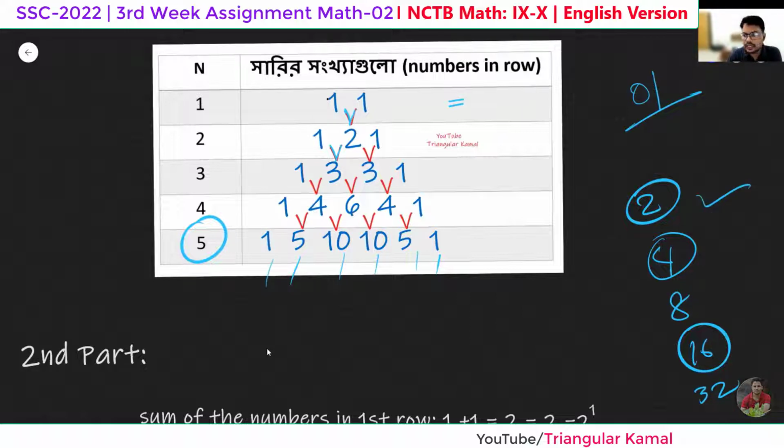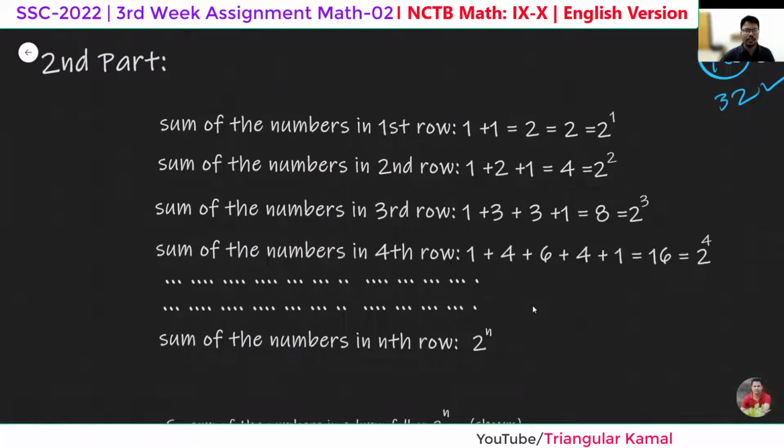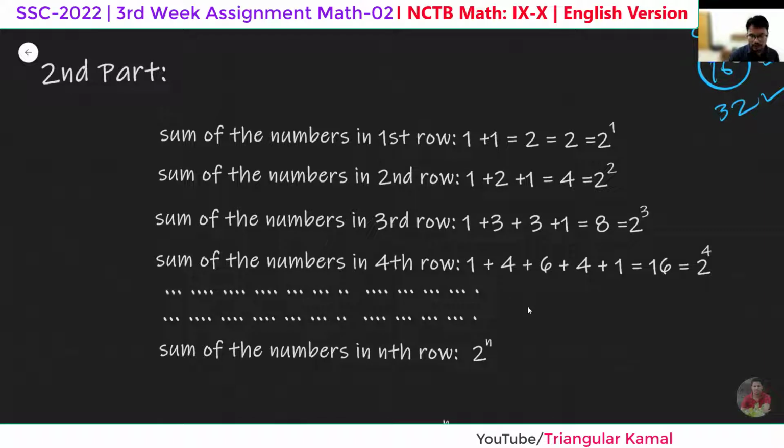So in the first row, the sum of the numbers is 2. In the second row, the sum of the numbers is 4. In the third row, the sum of the numbers is 8. In the fourth row, the sum of the numbers is 16. In the fifth row, the sum of the numbers is 32. Now by using them, we will show the second part.